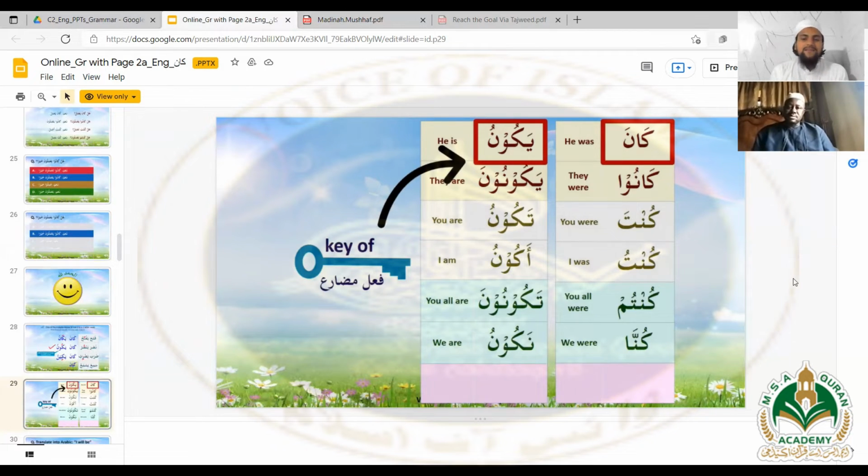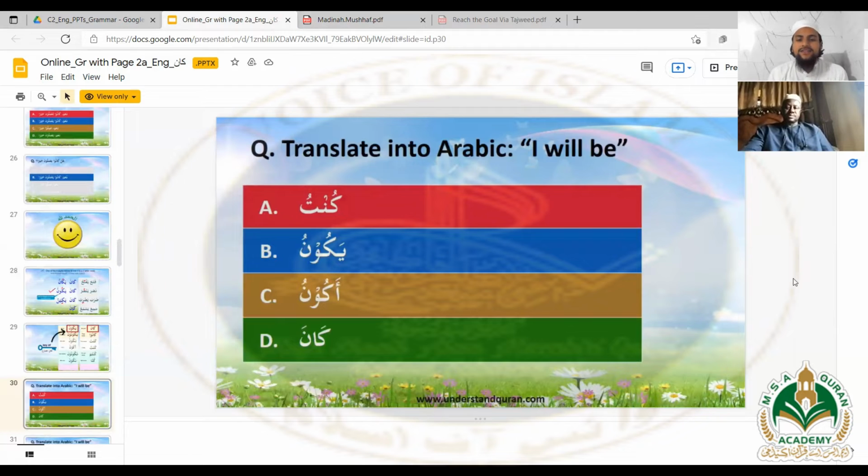Yes. So let's do it once. Kana, kanu, madi. Kunta, kuntu. Kuntum, kunna. Kana, he was. Kanu, they were. And yakunu, he is. Yakununa, they are. Takunu, you are. Akunu, I am. Takununa, you all are. Nakunu, we are. MashaAllah.